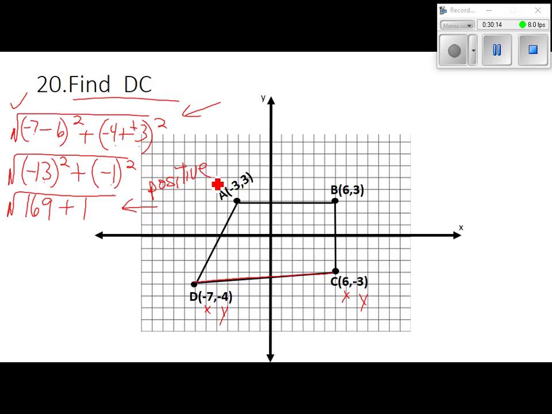Distances are always positive. Add those together, we get 170. Square root of 170. So point for writing it out that way. If you got to this point, I gave you another point. And then the answer, you just take your calculator, hit square root 170, and I got 13.0. That's another point. That's your answer. So that problem was worth 3 points. 1 point here, 1 point here, 1 point here.